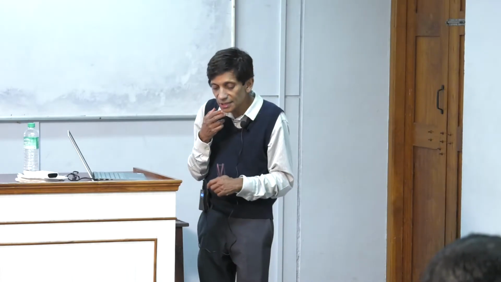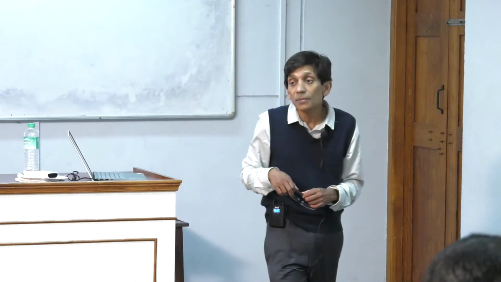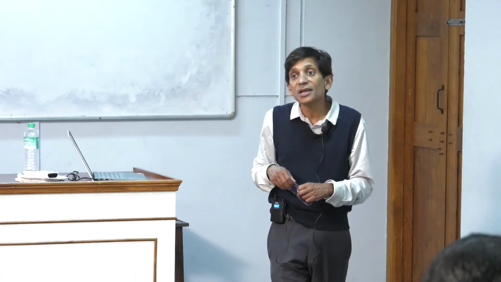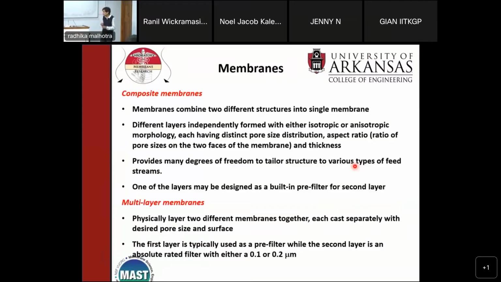And so today, a number of membranes, Millipore makes a number of composite membranes, and they have much higher capacity. We are always trying to increase capacity, okay? The multilayer membranes physically layer two different membranes together, each cast separately with desired properties and pore size. The first layer is typically used as a pre-filter, with the second layer an absolute-rated 0.1 or 0.2 micron, okay?